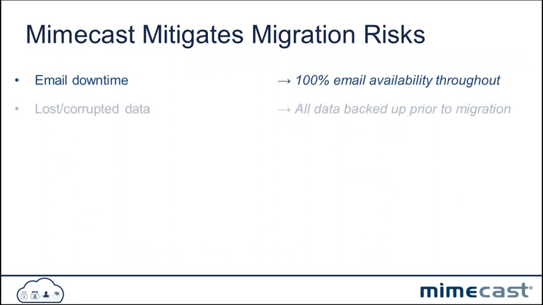In terms of lost and corrupted data, through the ingestion process, you can get all of that big data up into the cloud, into Mimecast, prior to actually doing the user migration. That's good. And then if you need to, you can export it directly from the administration console, or end users can restore it themselves directly to the Outlook plugin as well.